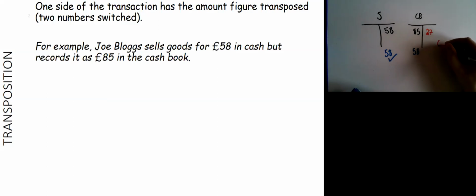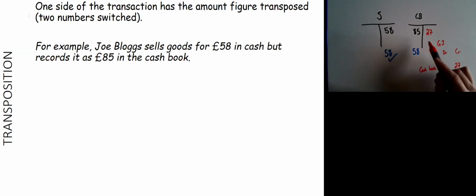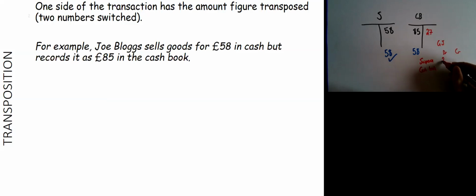So my general journal: I've got my debit and my credit column. Now, my credit was the cash book. I don't know if it's bank or cash, I'm just going to call it cash book. That's 27. Now, debit, well, there's no other account. So that's when we use the suspense account. In real life, you write a little narrative saying correction of error of transposition, et cetera. Okay, so that's the first one, transposition.